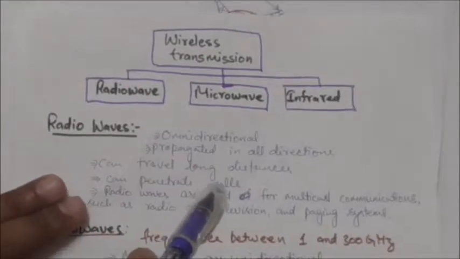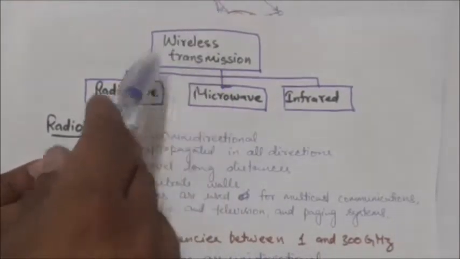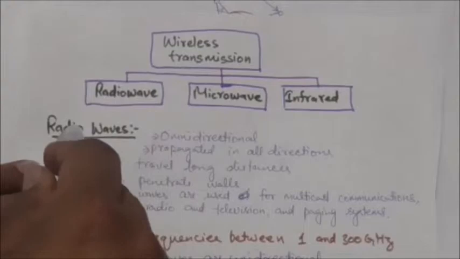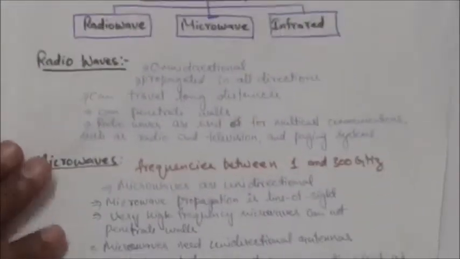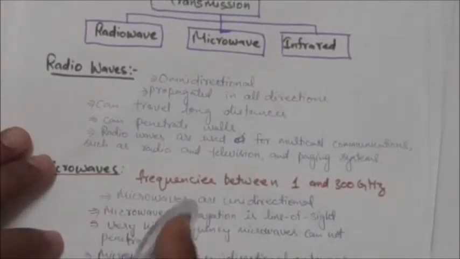Right? Now see what happens. We can divide wireless transmission into three broad groups: radio waves, microwaves, and infrared waves. So first we will study about radio waves.